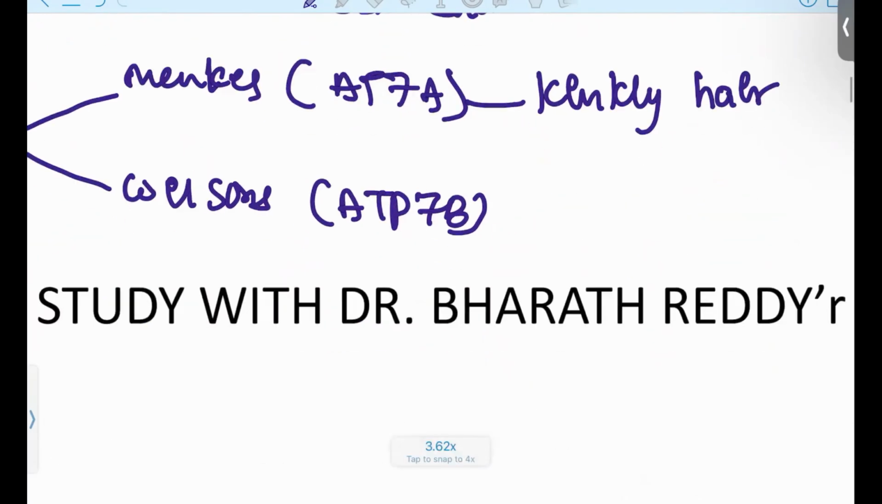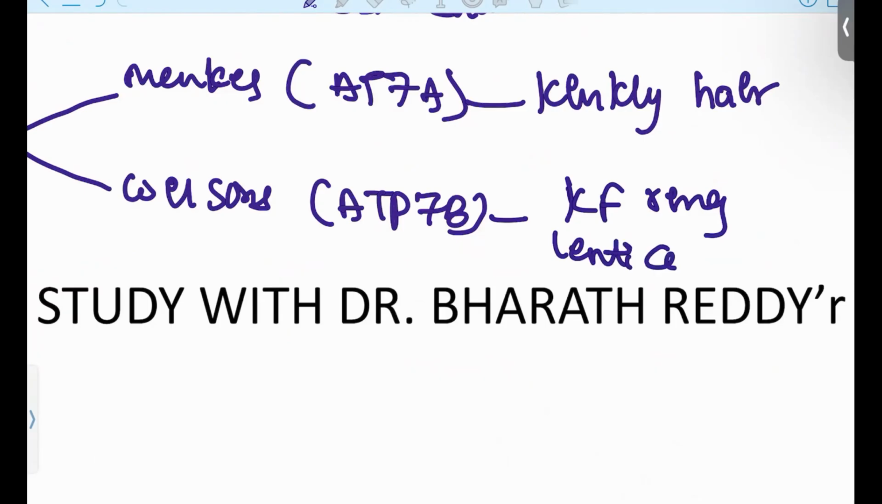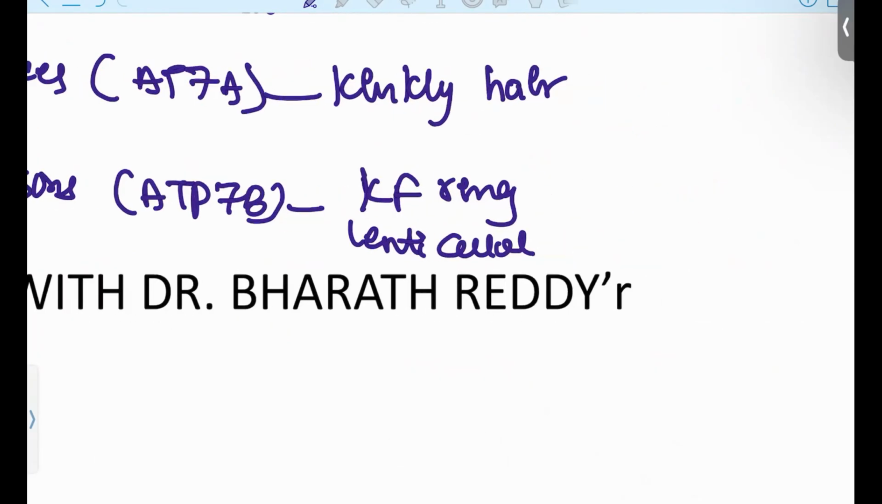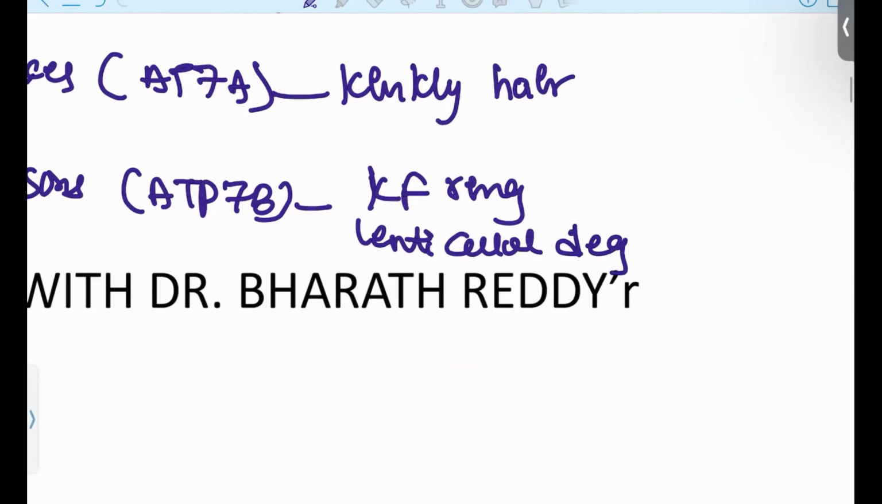Wilson's disease is due to copper buildup. These patients will have the Kayser-Fleischer ring, which you can see in the eye's Descemet membrane, and also lenticular degeneration. Once the copper reaches the blood-brain barrier, this will cause the lenticular degeneration.